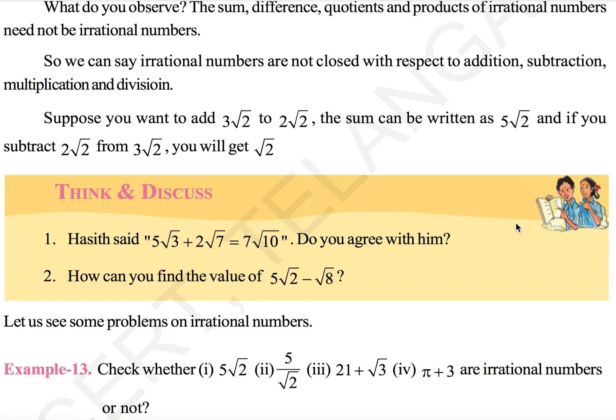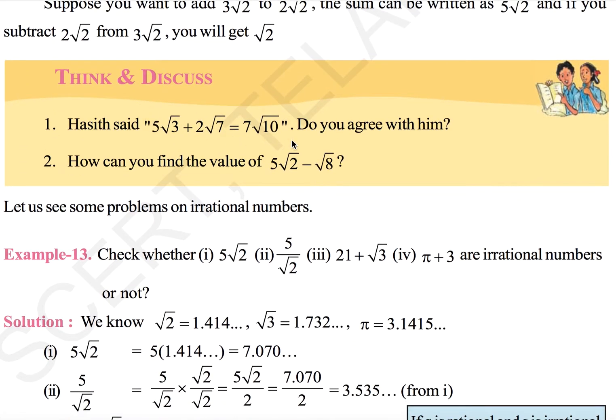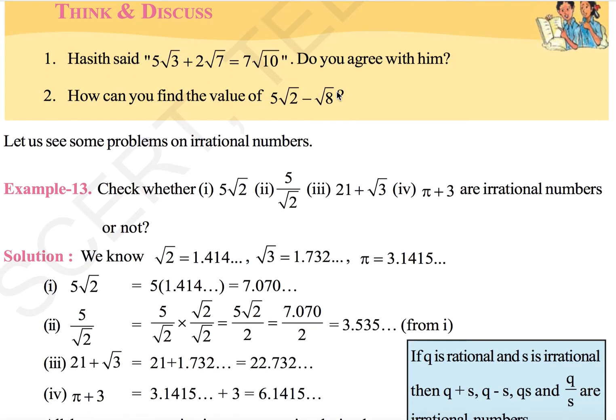Suppose someone said 5 root 3 plus 2 root 7 equal to 7 root 10. Do you agree with him? No, that is not possible. You cannot add them just like that. They are under root. You cannot add 5 plus 2, you cannot add 3 plus 7 also. He is completely wrong.